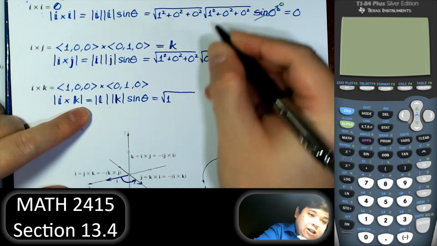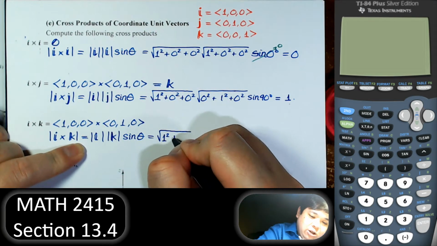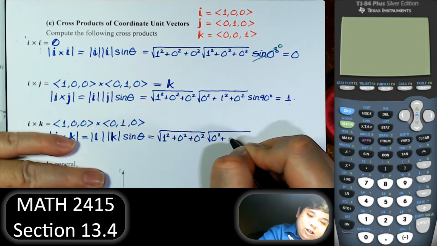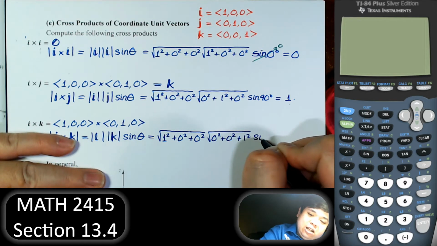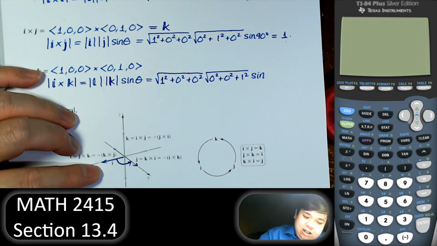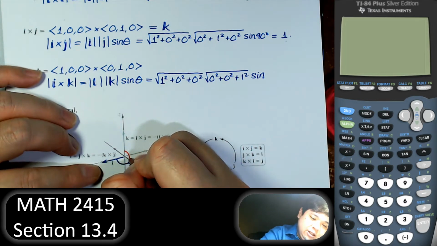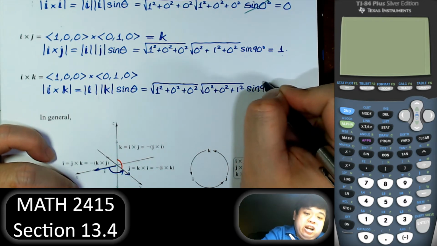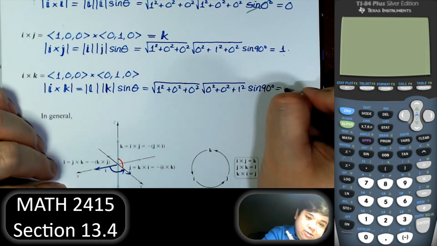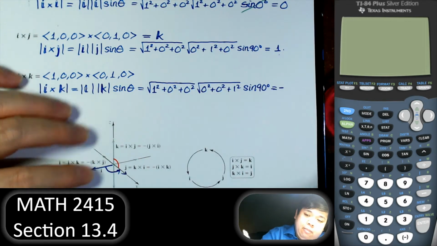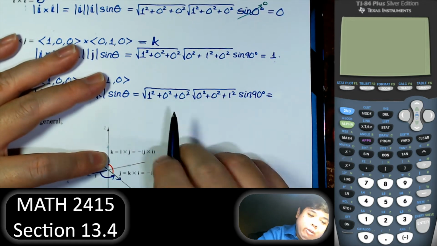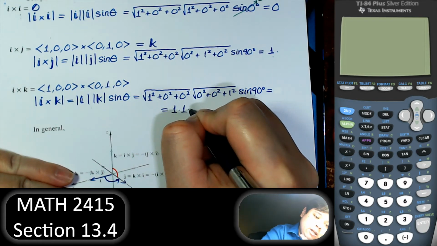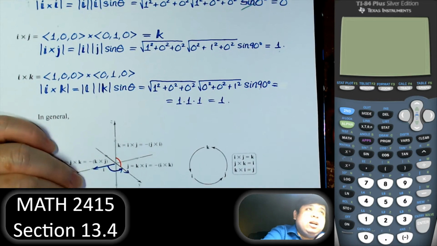For i and k, it will be 1 squared, 0 squared, 0 squared, 0 squared, 0 squared, 1 squared, and sine. For i and k, this angle is 90 degrees. Like I said, only put the positive angle here. It would be wrong if we put the negative angle, because magnitude cannot be negative. So we have 1 times sine of 90 degrees, which is 1. So the magnitude is 1, but the direction is different though.